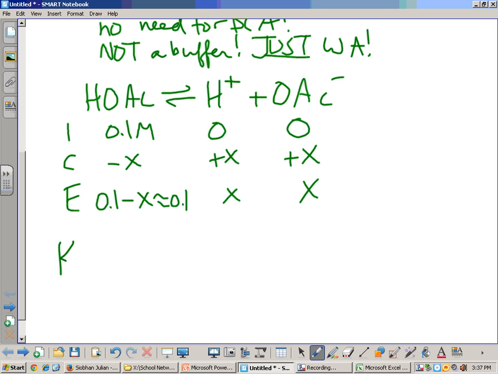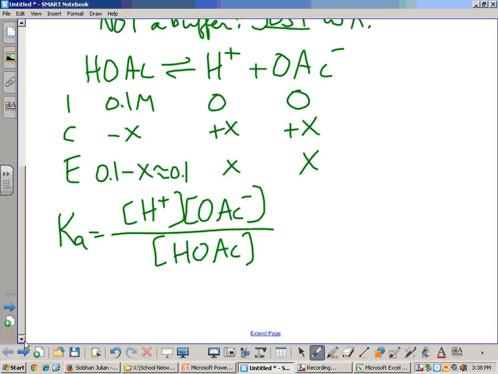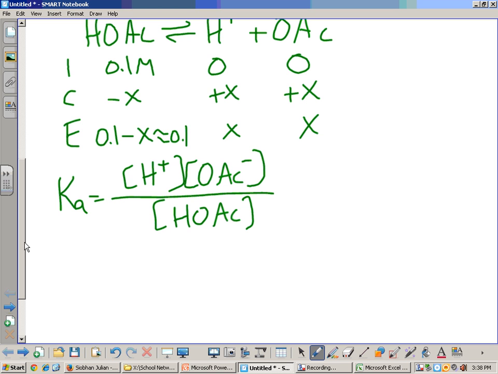And now we're going to go to the expression. The Ka expression is H plus times OAc minus over HOAc, and we are simply going to plug in the values from our ice chart, going right from that ice chart. So now I'm going to do 1.8 times 10 to the minus 5th is equal to X squared over 0.1. And you're just solving at this point. You've done this type of problem before.